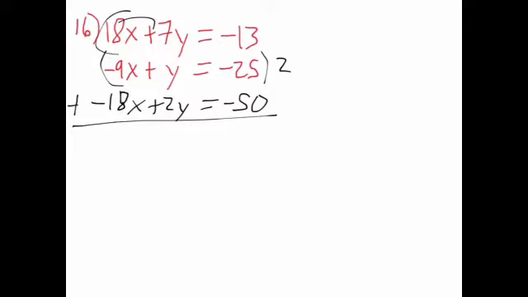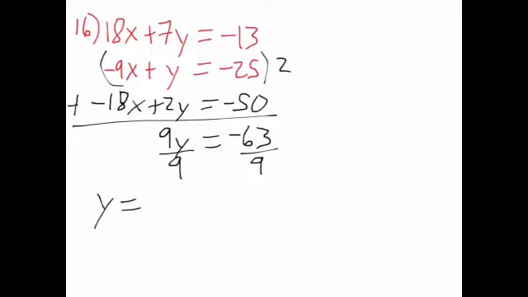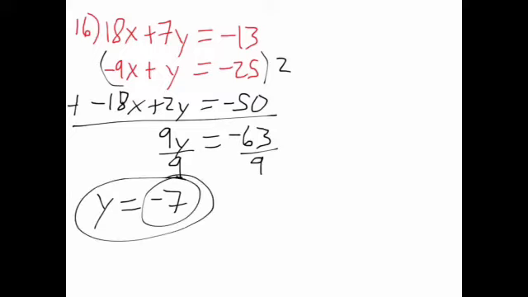The x's disappear because 18x plus negative 18x is 0x, or just 0. 7y plus 2y is going to give me 9y. And on the right side, negative 13 plus negative 50 is going to be negative 63. I just need to divide both sides by 9 now, and I'll get y equals negative 7. So there's my y, and once you have a y, all you have to do is take that and plug it into one of your equations.